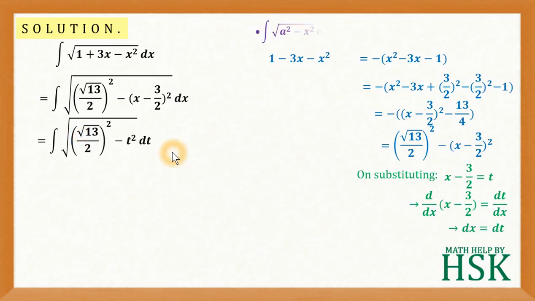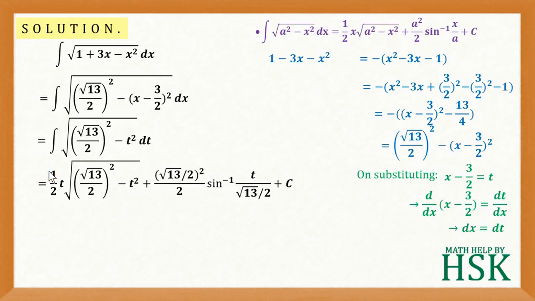square dt. And to integrate, I'm going to apply this formula that integration of square root of a square minus x square dx is equal to 1 by 2x square root of a square minus x square plus a square upon 2 sine inverse of x upon a. Now in this formula, what we have to do, we have to write instead of a root 13 upon 2 and instead of x this t.